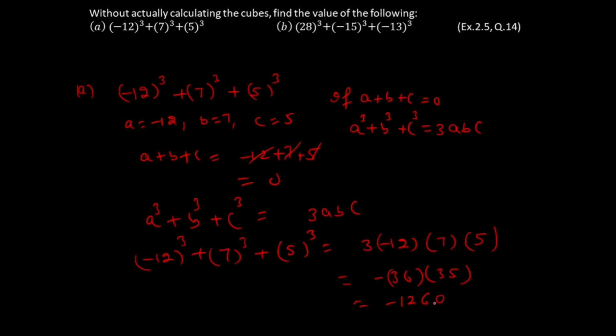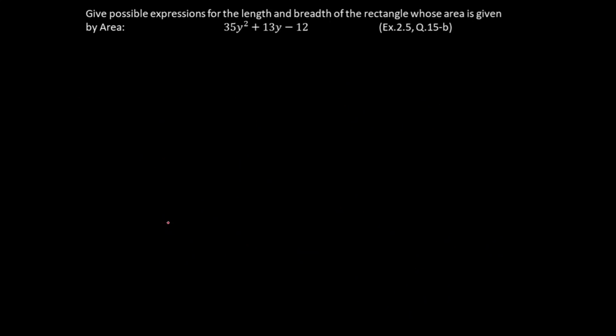Fine, that's my answer. Next part B, I won't solve that. That is for you, my dear students. That is similar to this question. The possible expression for the length and breadth of the rectangle whose area is given by this. So this whole polynomial in y is representing area. So area of rectangle is given by 35y square plus 13y minus 12.